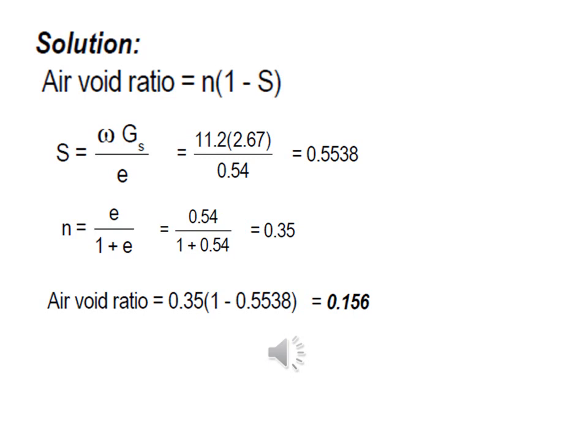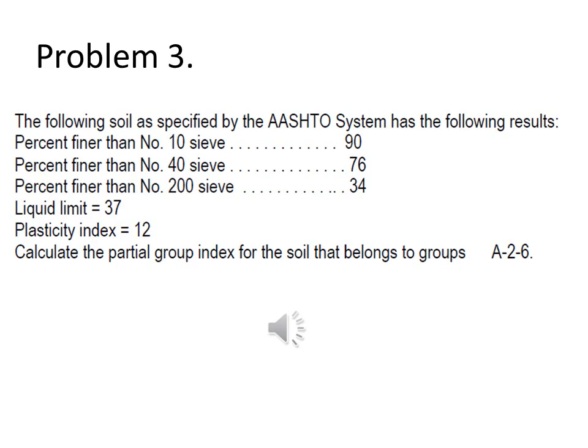Also computing the porosity, we have void ratio over 1 plus void ratio, so we get 0.35. So substituting the values, we'll get 0.156. Problem number 3, soil classification.